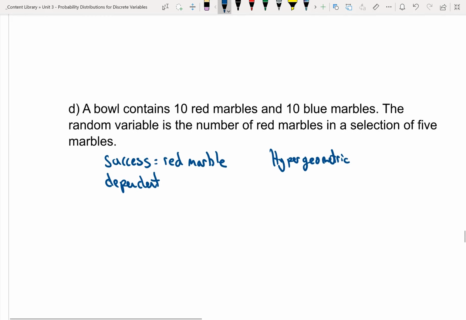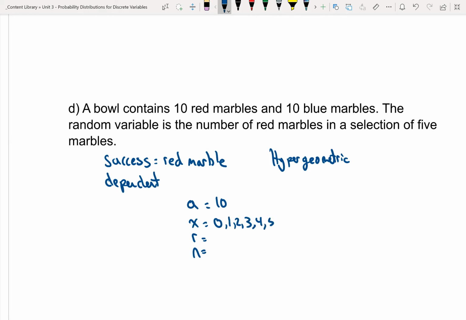distribution. So that means I need to look for my A value, my X value, my R value, and my N value. My A value in this case would be the 10 for the 10 total red marbles. My X values would be 0, 1, 2, 3, 4, or 5, because I have 5 marbles that I'm picking, so I could have either 0, 1, 2, 3, 4, or 5 red marbles chosen. My R is 5 for the 5 times I'm making a selection, and my N would be 20 because there are 20 total options.